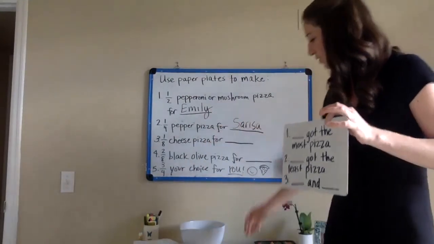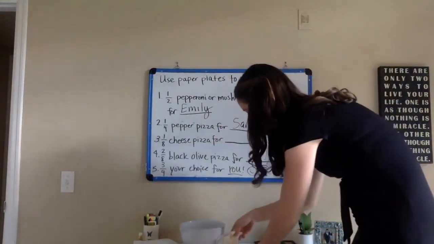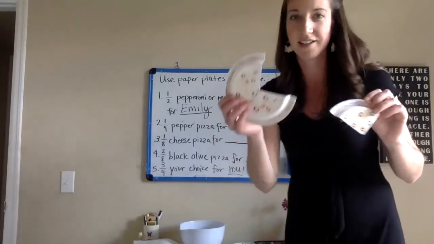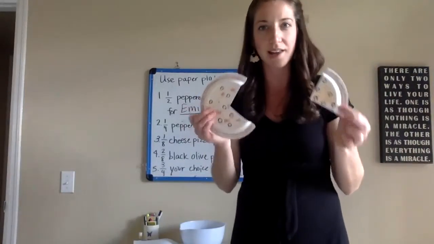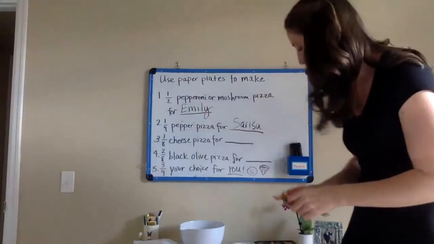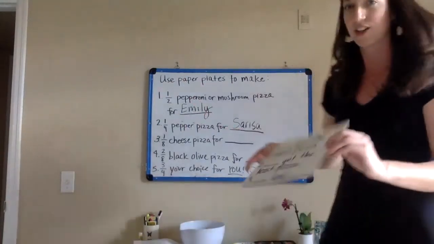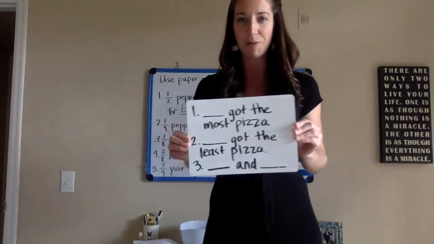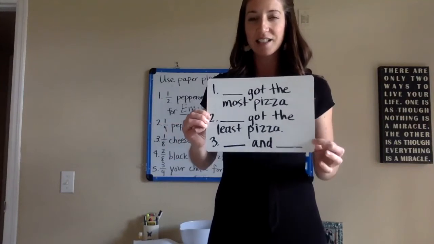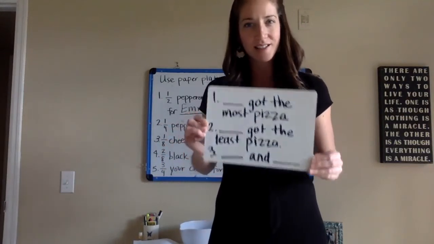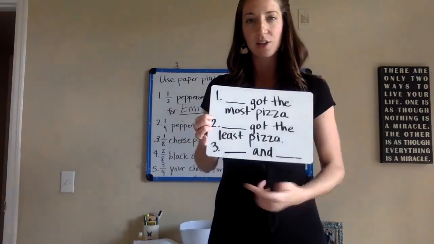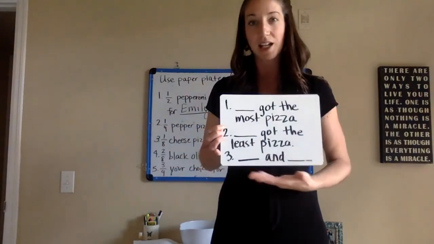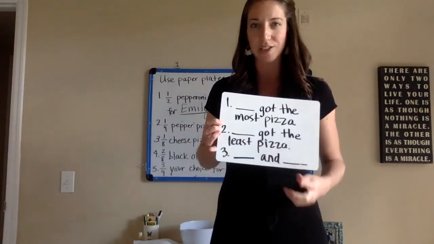So when you've made all of your pizzas, you're going to compare them. Here's a few of my pizzas. And you're going to look to see who got the most pizza, and you'll write their name, or you can write the fraction, the amount of pizza. You'll also answer number 2, who got the least pizza? Who's going home hungry? And then last, number 3 is, did any of your friends get the same amount of pizza? So again, you can either write their names, like if for me it was Sarissa and Elise, or Sarissa and Emily, I could write their names, or I could write the fractions that were equal.